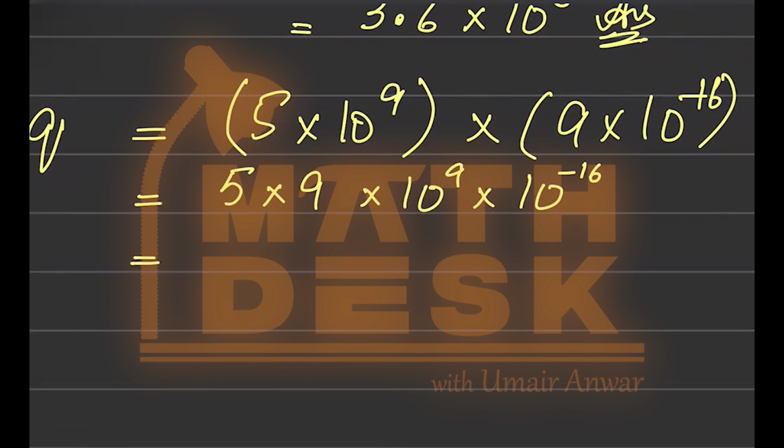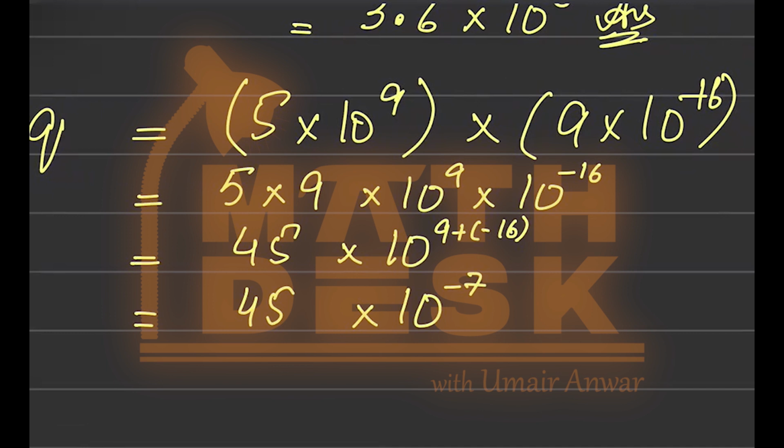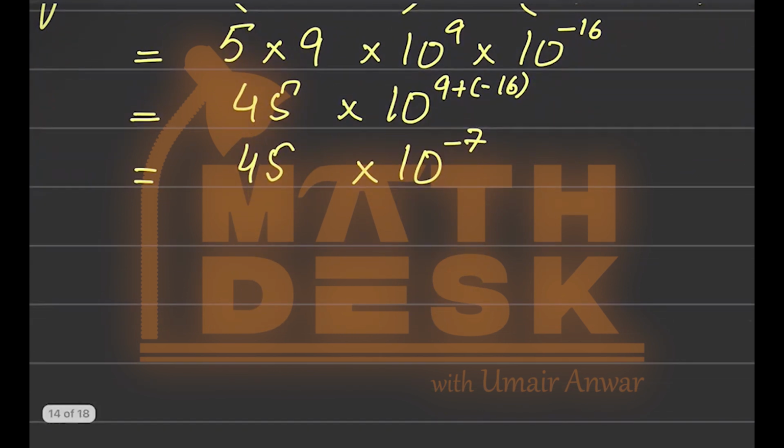5 into 9 would be equal to 45. Bases are the same, so the indices should be added to each other. 9 plus minus 16. We get 45 into 10 raised to minus 7 as the answer of this product. Now this number is not in standard form because 45 is not in the range of 1 to 10. At the moment, its decimal is over here. If this decimal is moved 1 digit to the left, then it would be converted into standard form. And to convert that, I'm writing 4.5.